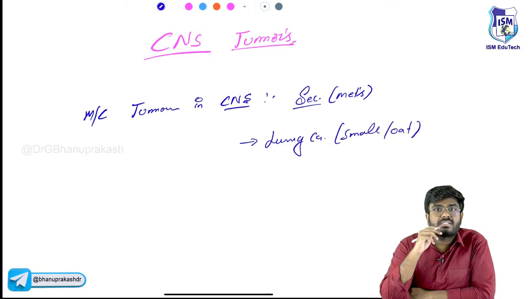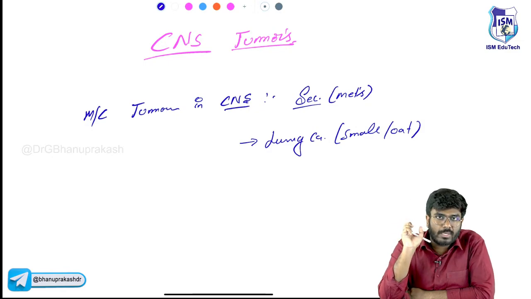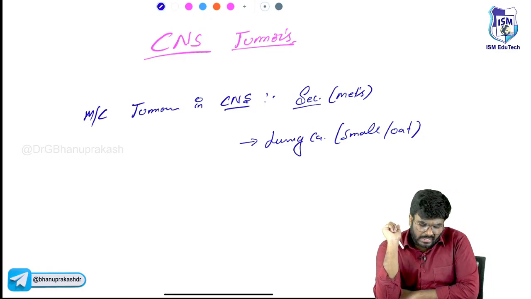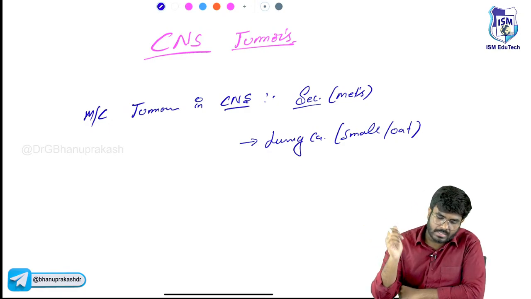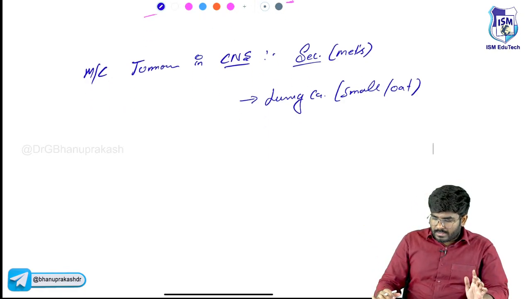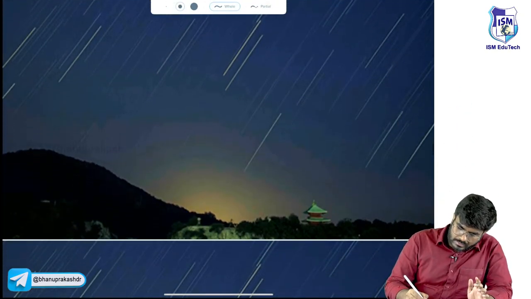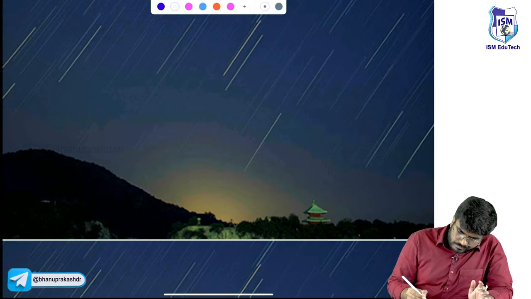We have discussed the oat cell carcinoma, the small cell carcinoma, with worst prognosis, in the chapter of the lung. So the most common central nervous system tumors are secondaries, due to metastasis. Now, what are the primary tumors then? The primary tumors are glial tumors.